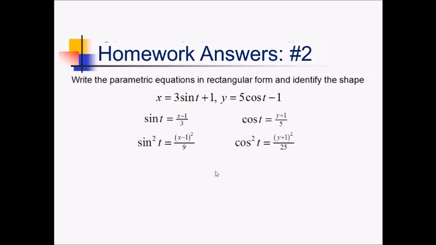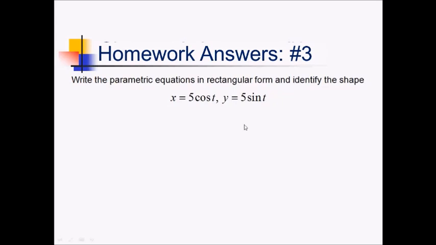Next, I know by my Pythagorean identities that sine squared plus cosine squared equals 1. So I'm just going to substitute for those squared trig functions with what I got for my x's and y's. So I can write (x minus 1) squared over 9 plus (y plus 1) squared over 25 equals 1. And now, in terms of identifying this shape, since I have two squared variables with a plus between them, that must be an ellipse, especially since these denominators are not the same. If they were, it would be a circle. They're not, so it's an ellipse.